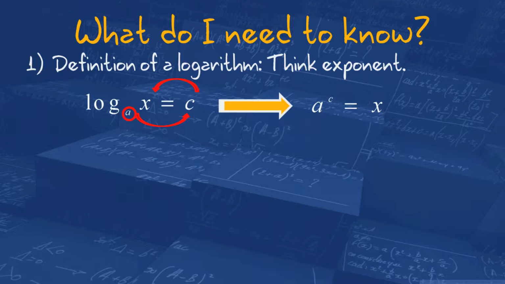So we're able to rewrite this logarithm equation as an exponent or possibly an exponential. A to the c equals x. This is going to help us to undo the logarithm using the definition.